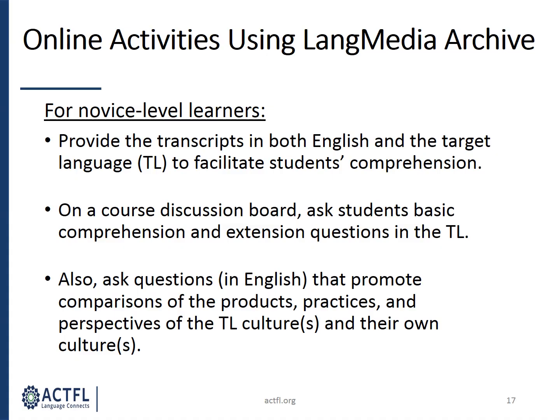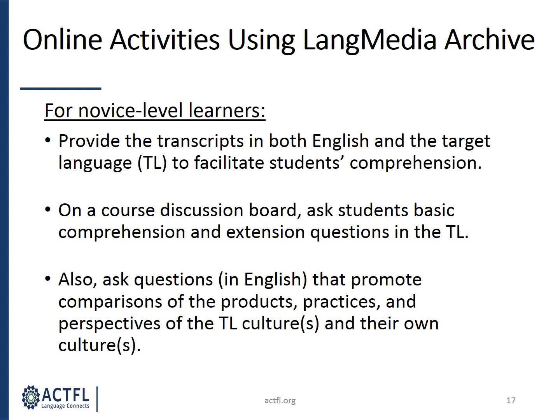So for novice learners, you can provide them with the transcripts both in English and in the target language to facilitate their comprehension. And on the course discussion board, you can ask them basic comprehension questions about the videos that they view. Questions that are recall questions, inference questions in the target language. You can also ask them extension questions that relate to their own everyday lives. So asking them about their own shopping habits, for instance.